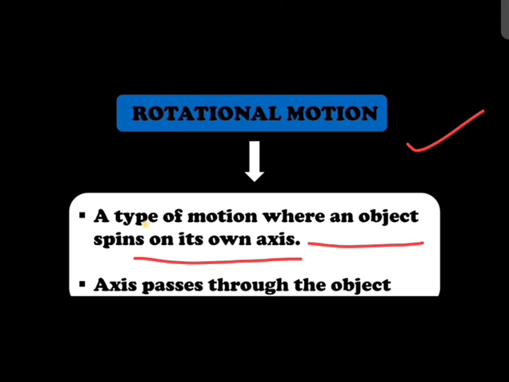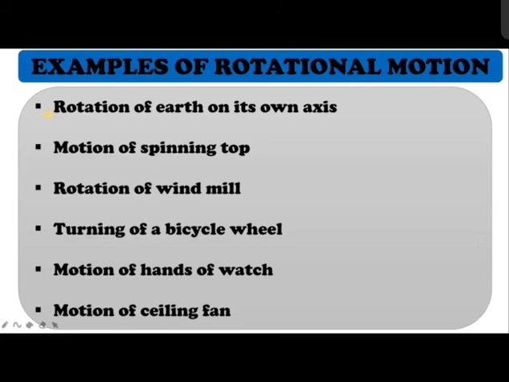Now let's discuss it with an example. We have so many examples of rotational motion, but the very common example is the spinning top. The spinning top always rotates around its axis. That is why it has rotatory motion. So this is a very common example of rotational motion.